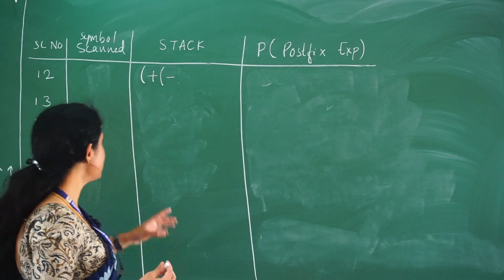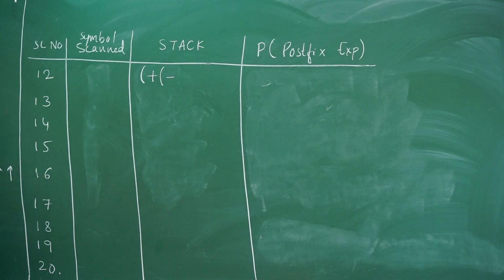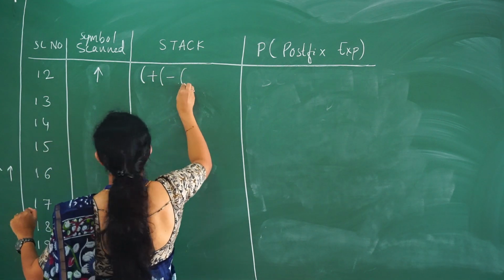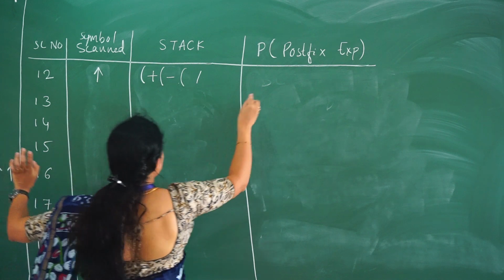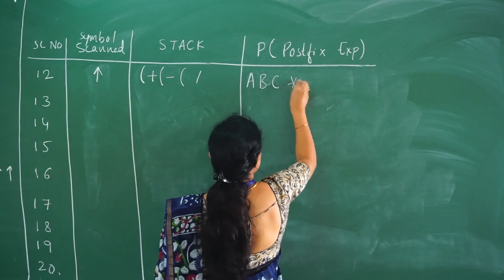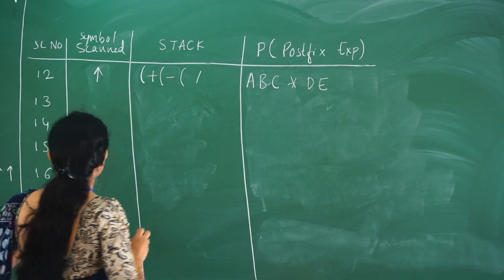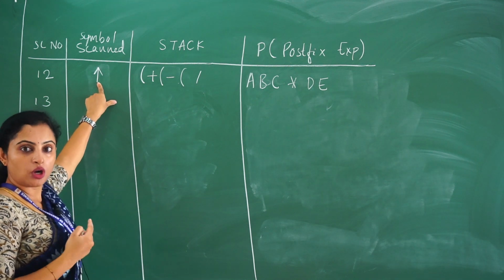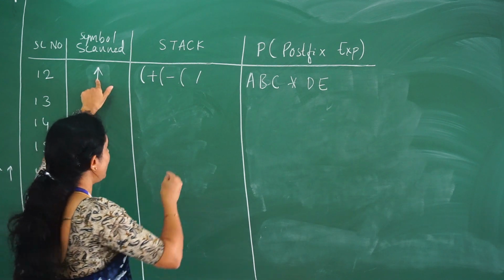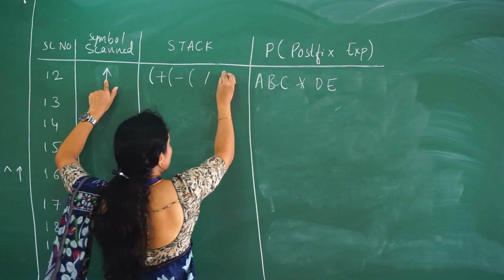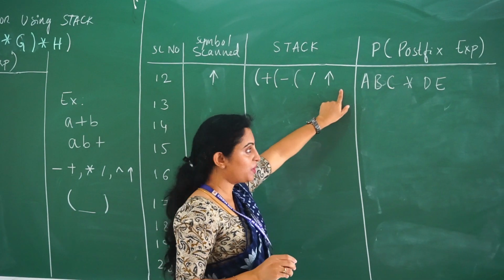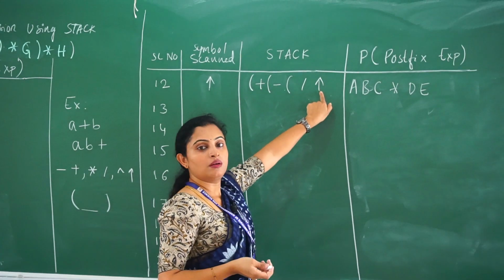Okay, the next scanned symbol is here. After E we have the arrow mark symbol. So inside the stack we have division, and in postfix we have A, B, C, asterisk, D, E. Now the encountered symbol is an operator, so we have to put it inside the stack. The arrow key has a higher precedence, so directly we can place it inside the stack, because division has less precedence than the arrow symbol.